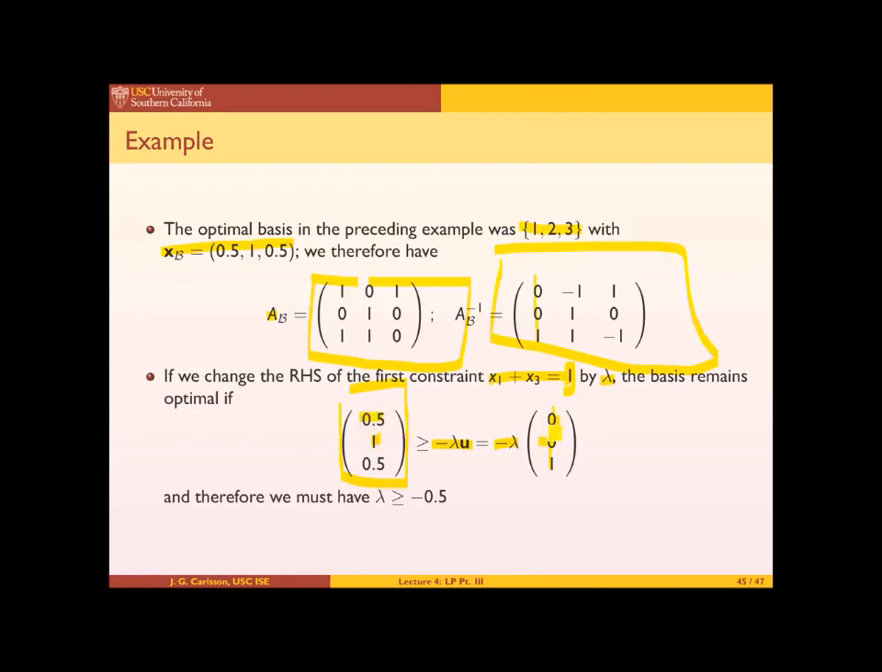That doesn't matter. However, for this last entry here, you need it to be the case that 1/2 is greater than or equal to minus lambda times 1. Multiply that by -1, and you get lambda has to be greater than or equal to minus 1/2. So as long as lambda is greater than minus 1/2, you are guaranteed that the basic set does not change.